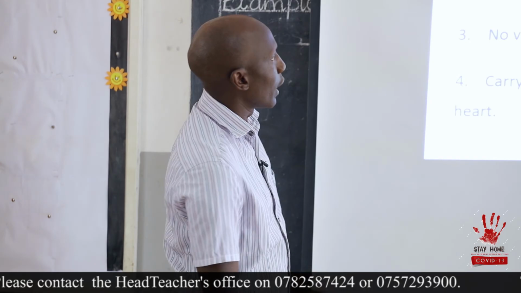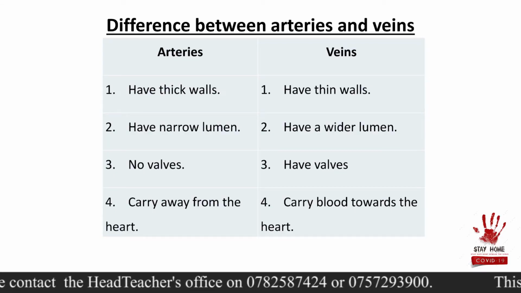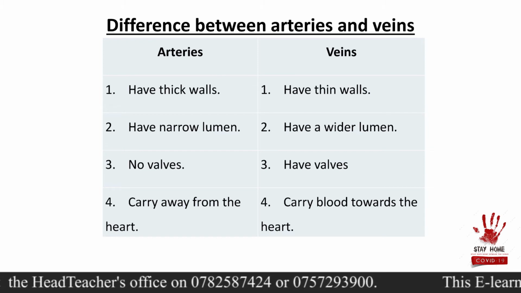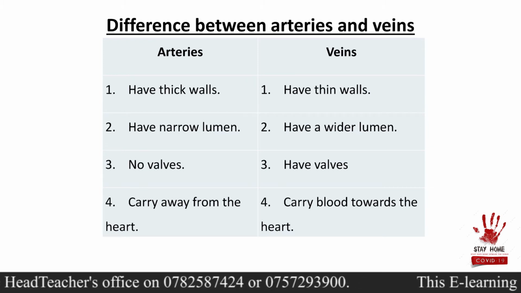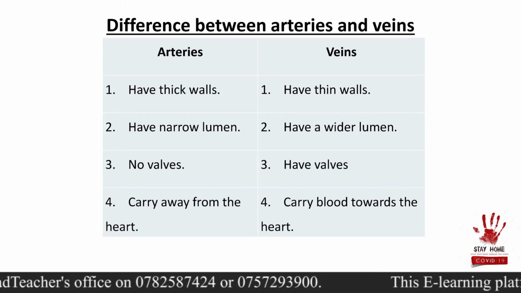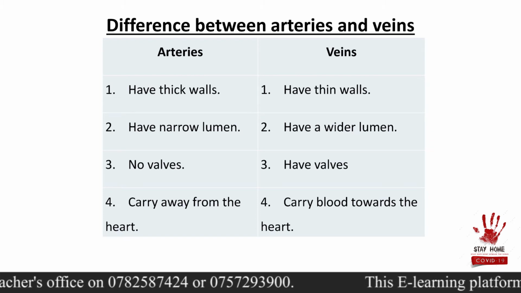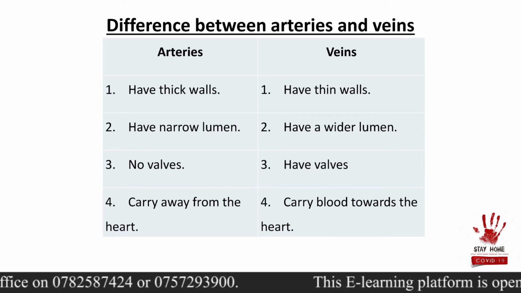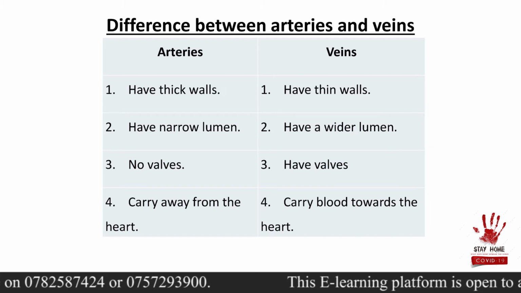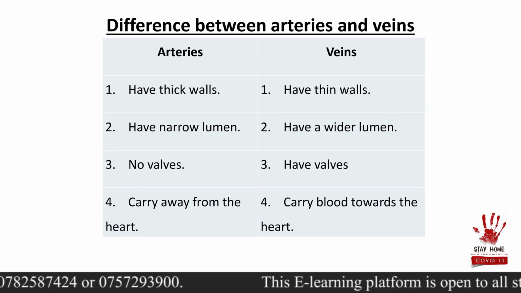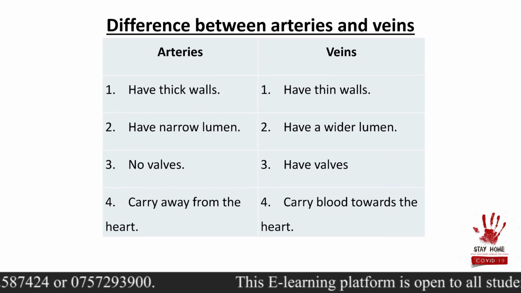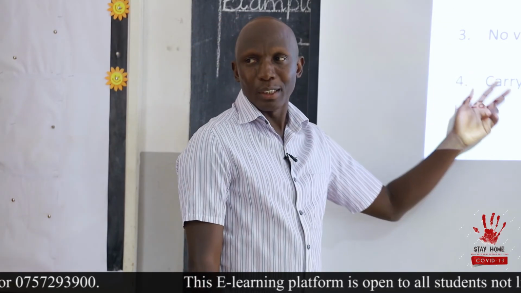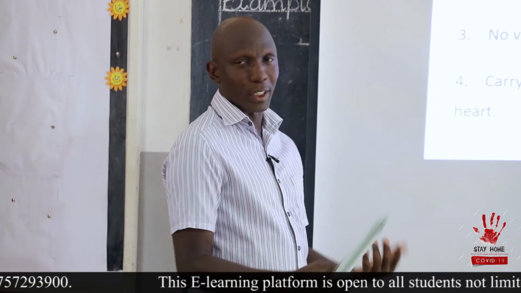So arteries, we're saying here, they have thick walls, while veins have got thin walls. That's the structural difference. Arteries have a narrow lumen, while veins have got a wider lumen. And then, thirdly, arteries don't have valves, while veins have got valves. Then finally, arteries carry blood away from the heart, while veins carry blood towards the heart. So you could realize that the first three are going to be our structural differences.